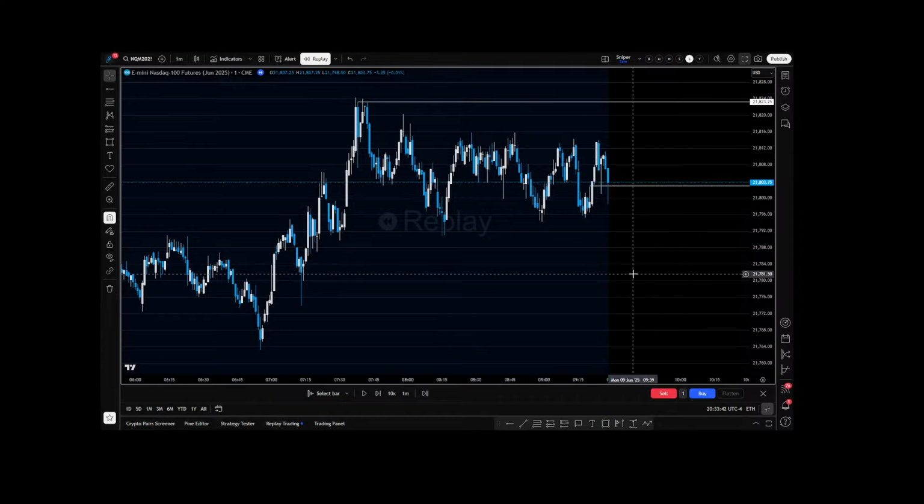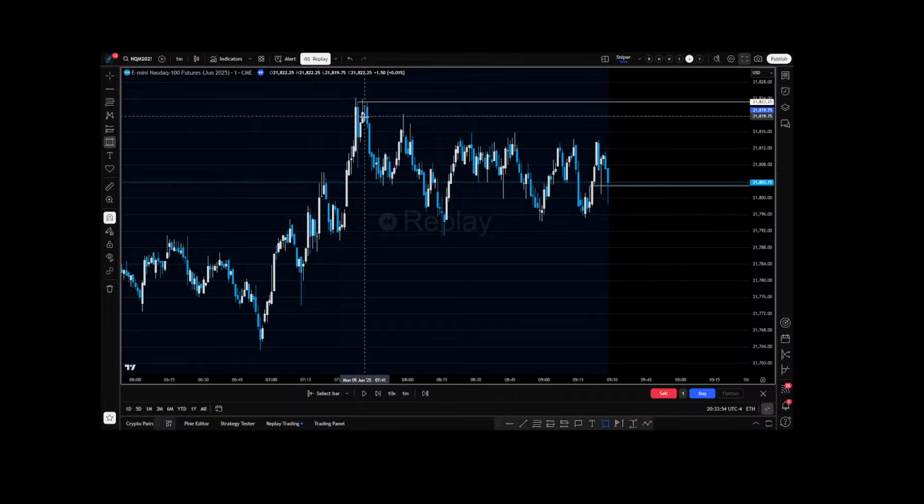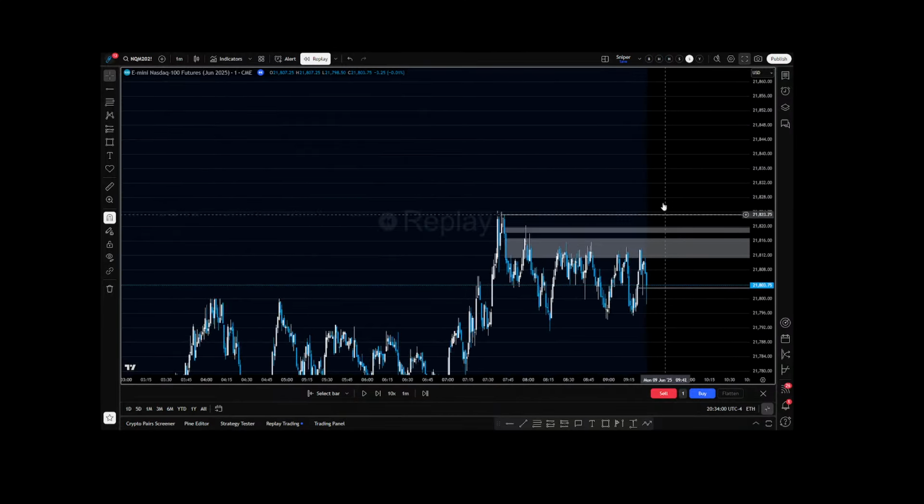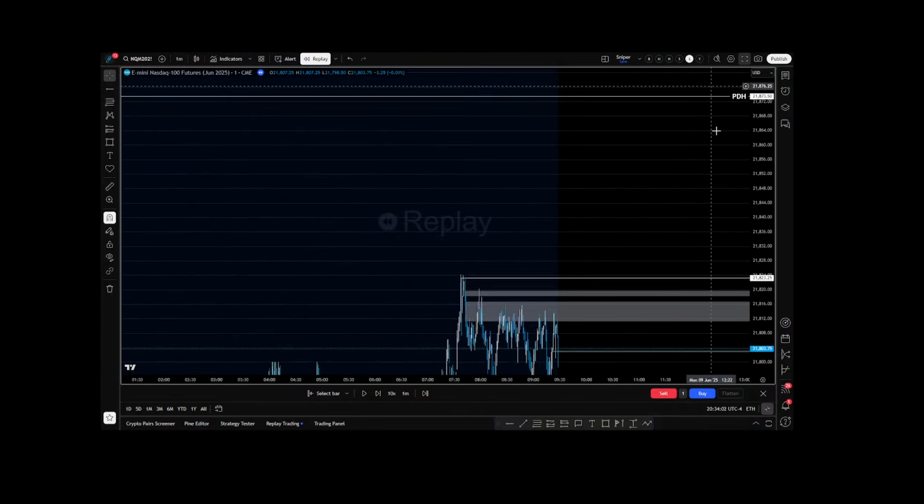We have this 1 minute fair value gap holding. That's what we'll mark out for now. The rest of this, we'll worry about when we get there. Then a couple bearish 1 minute fair value gaps here as well. So bit of friction going up, but we do have buy side liquidity above.